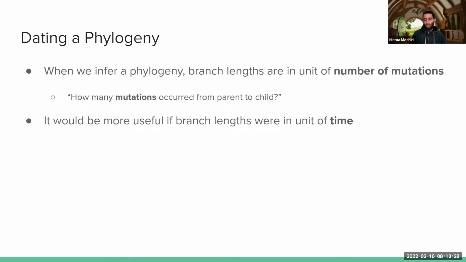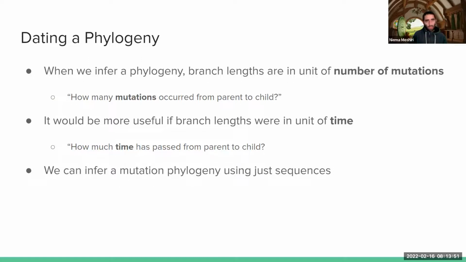I want to be able to answer questions like, when exactly was the ancestor of these two sequences, or how long ago was the common ancestor of all COVID-19 sequences? So if these branch lengths were in units of time rather than mutations, I could answer questions like, how much time has passed from parent to child?